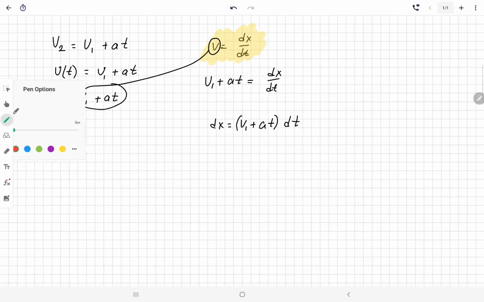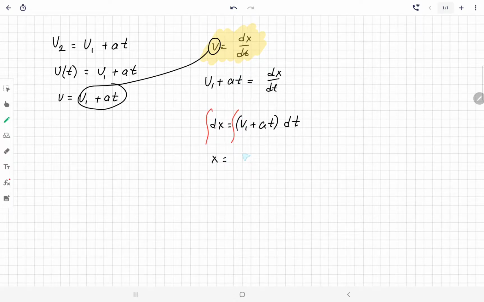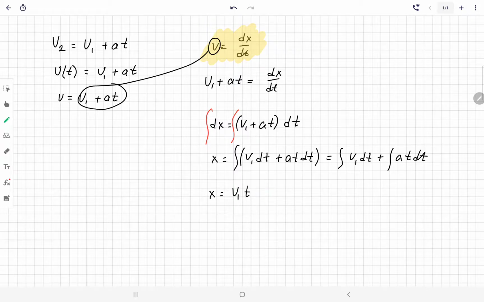And as this is the integral equation, basically, I will keep it simple. x equal to integral; we can open this bracket, so it will look like V1 delta t plus at delta t. Or we can write it this way: integral of V1 delta t plus integral of at delta t. Okay, let's continue. V1 is just a constant number. Integral of V1 delta t will be equal to V1t. That's all.